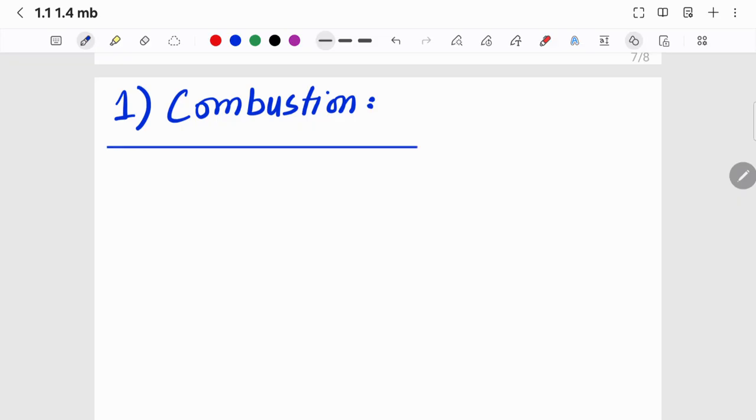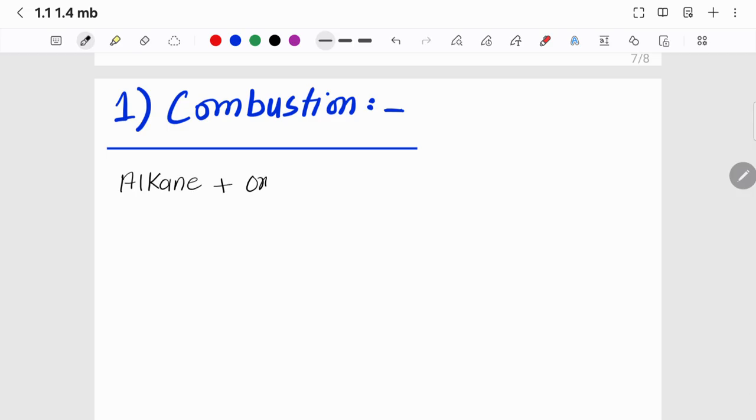Before talking about the combustion of alkanes, let me tell you that combustion is the property of almost all the hydrocarbons, and they combust in a similar way. For example, in the case of alkane, what happens? We take alkane, it burns in the presence of oxygen, and it produces carbon dioxide plus water. This is the general trend.